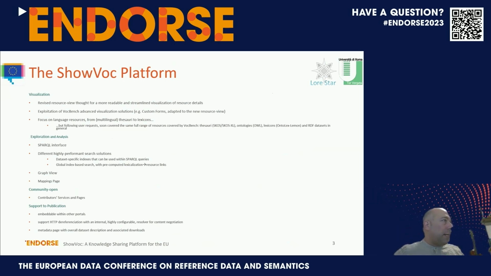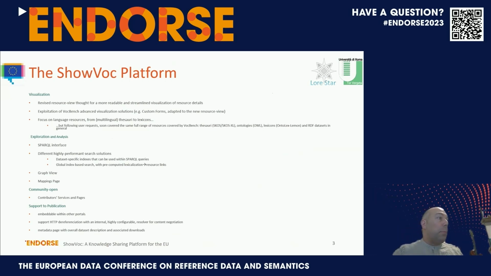At the same time, there are exploratory and analytical interfaces like a SPARQL interface, the possibility to have several ways to search the content, several graph views that offer different perspectives on the data, and a mappings page. The system is open to communities, in the sense that it's possible also for contributors to provide new content to the system, which obviously needs to be vetted and then published. There is also support for publication, which is very typical of this platform with respect to Workbench, in the sense that it can be embedded into other portals.